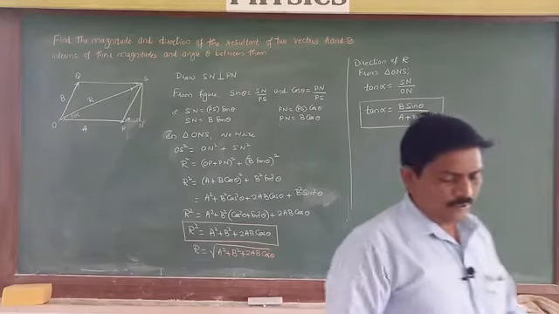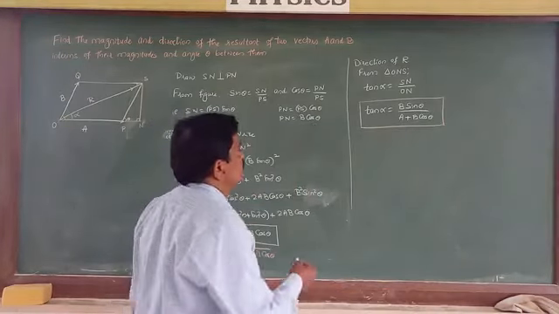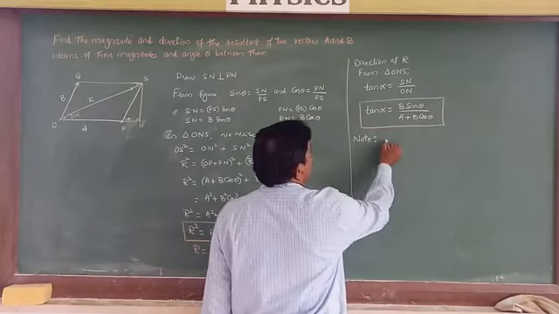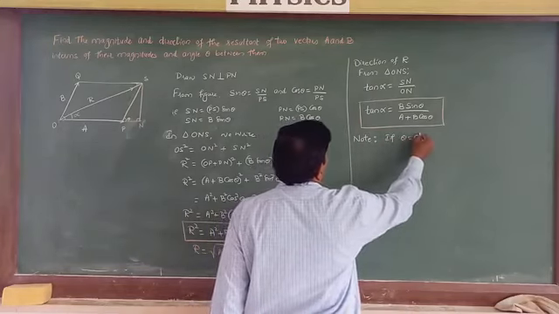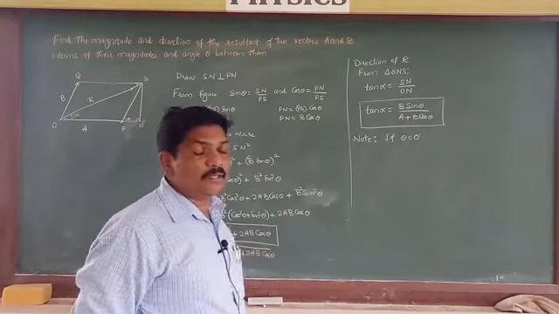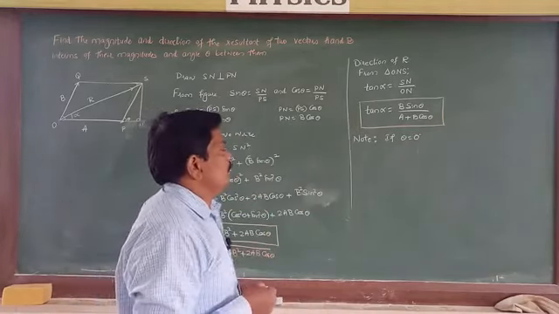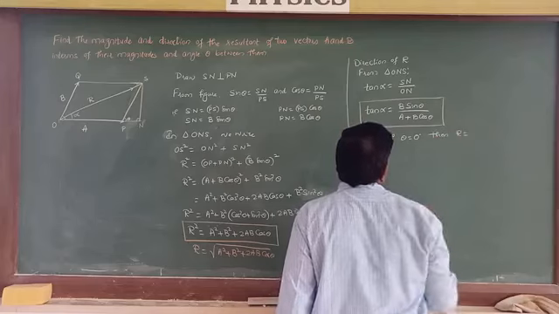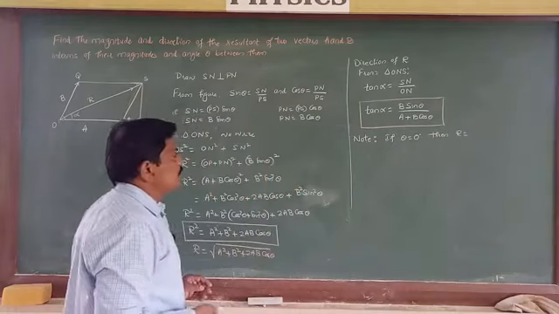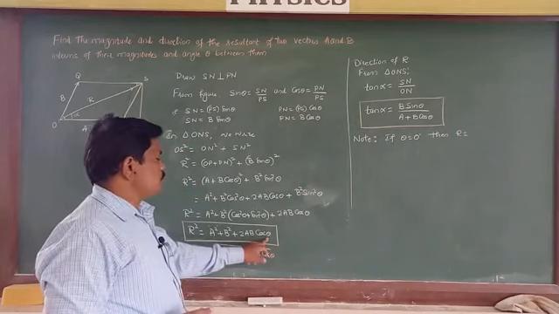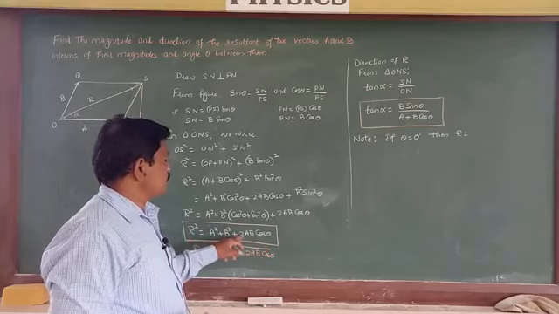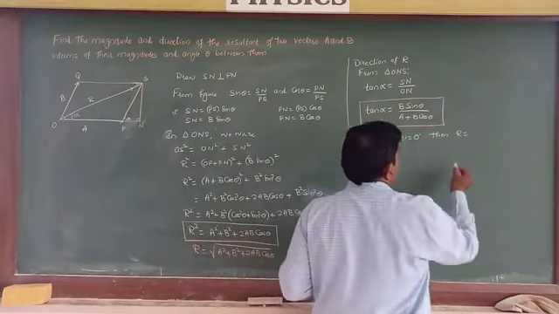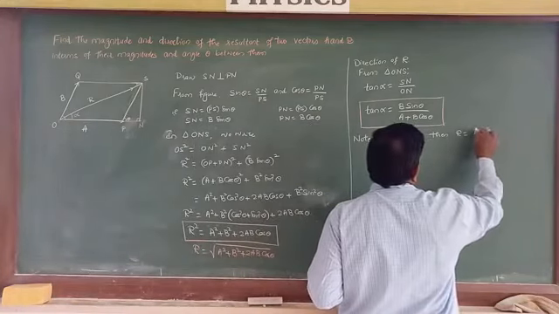Okay, so now some special cases. Now, if theta equal to 0, it means vector A and vector B are in the same direction, then what happens to R? If theta equal to 0, cos 0 value is 1, R square equal to A square plus 2AB plus B square, or A plus B whole square. So we get R as A plus B.